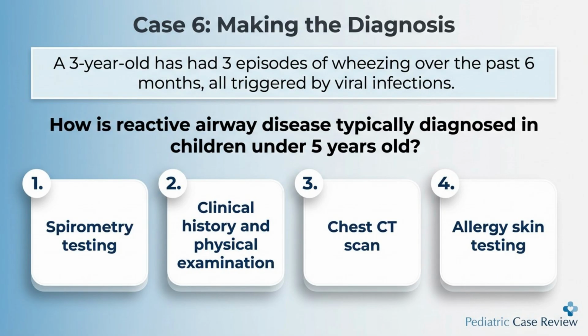Case 6 focuses on diagnosis. A 3-year-old has had 3 episodes of wheezing over the past 6 months, all triggered by viral infections. How is reactive airway disease typically diagnosed in children under 5 years old? Option 1, spirometry testing. Option 2, clinical history and physical examination. Option 3, chest CT scan. Option 4, allergy skin testing.